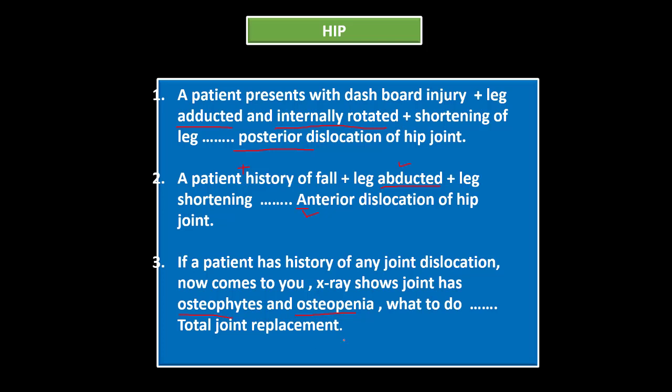This is the most important scenario asked in our exams in different ways. Sometimes they mention an elbow joint, sometimes the knee joint, sometimes the hip joint, and mostly the hip joint and the knee joint. The examiner asks that the patient has a history of dislocation and now came with an x-ray that showed osteophytes or osteopenia. What will you do? The answer will be, we will do total joint replacement.